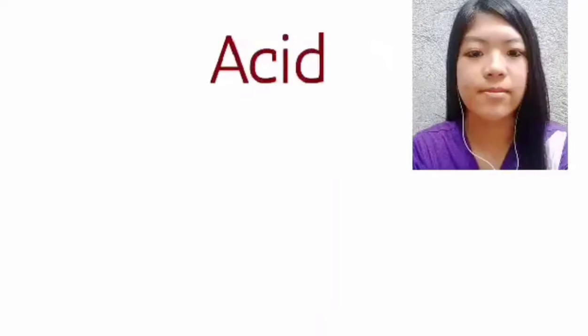Now for the example, we have here HC2H3O2. For step 1, we have to break apart the ions. So the first ion is H+, and then C2H3O2, which has a negative charge.